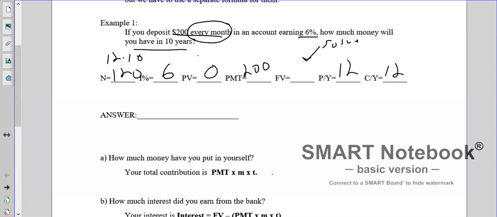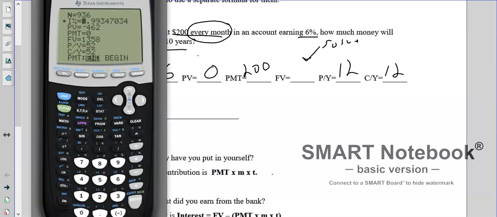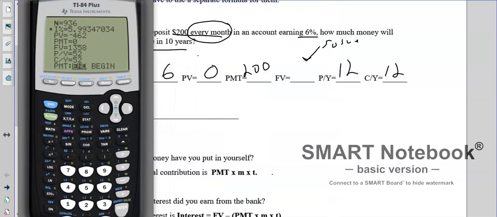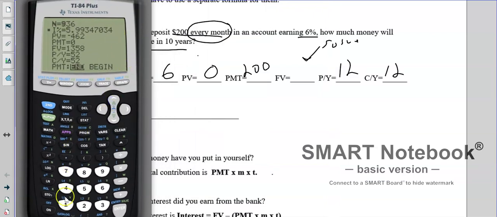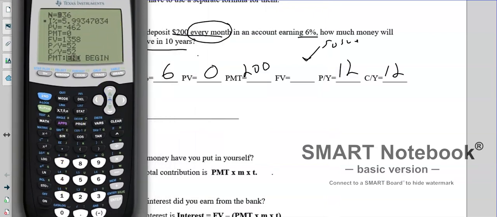So what we're going to do now is get our calculator, and we are going to put this information in. So we're going to go up here to N and put 120. Come down here to interest, and we said 6%. Present value is 0 because we're starting the account. Payment is 200 monthly. The future value we don't know, but we leave it there because if we clear that out, it won't function. And then we're going to say 12. And again, as soon as we hit enter, boom, see why it changes.